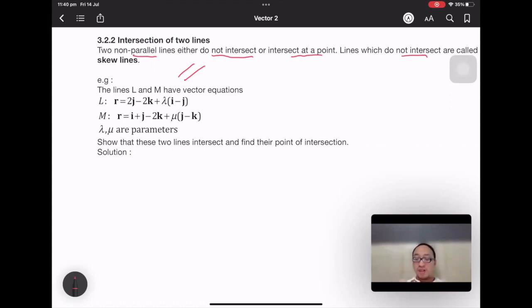If the lines do not intersect each other, we call them skew lines. Usually you can see it in a 3D diagram. If this is a line and this is another line, and they are not parallel, see, this is skew because there is no intersection point. But this one has an intersection point. They intersect.